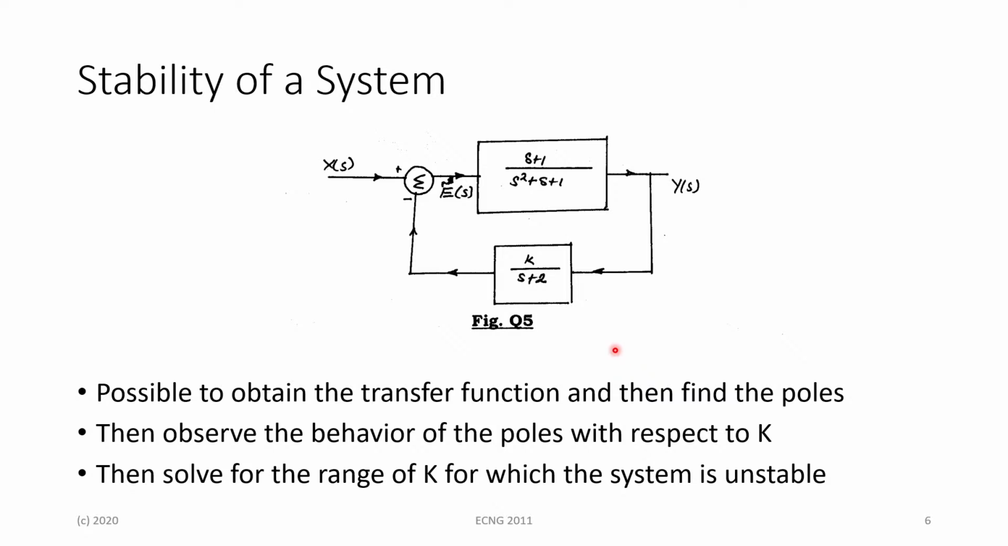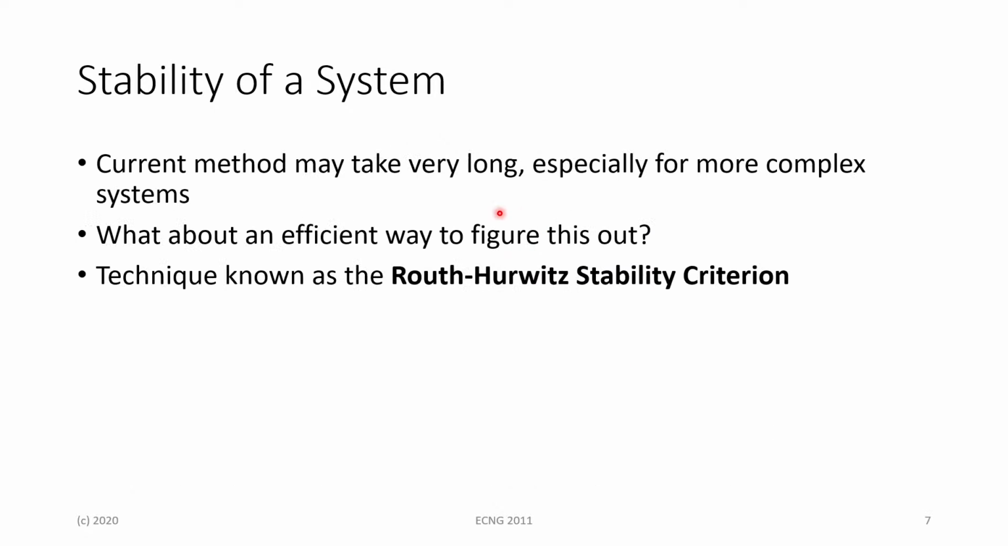But that tends to be already tedious, because now you're going to have to factor in that k factor here with all your poles and so forth. And that tends to take very long, especially when you start dealing with more complex systems. So the efficient way to actually go about doing this is using the technique known as the Routh-Hurwitz Stability Criterion. And that's what we're going to be focusing on in today's lecture, as to how do we use this criterion in particular to determine stability of the system and how many poles lie on the left-hand side of the s-plane or the right-hand side of the s-plane.